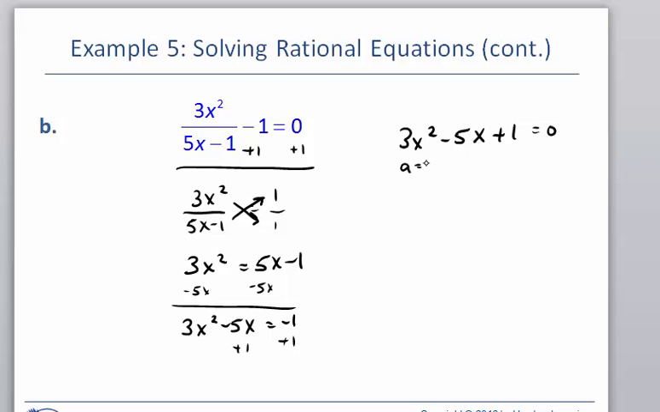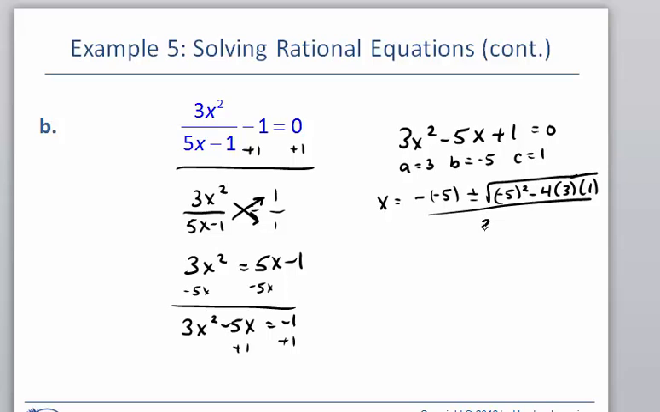So remember that your A value is 3, your B value is negative 5, and your C value is 1. So we're going to say x is equal to negative b. So I'm going to do negative 5 plus or minus b squared. So negative 5 squared minus 4 times a times c, all over 2 times a. So 2 times 3.